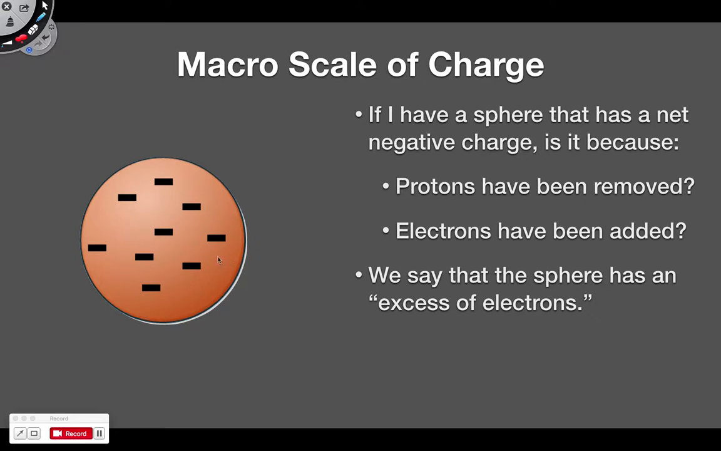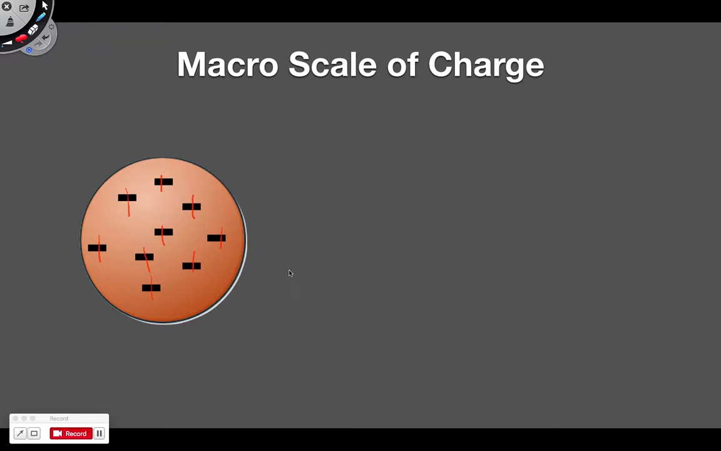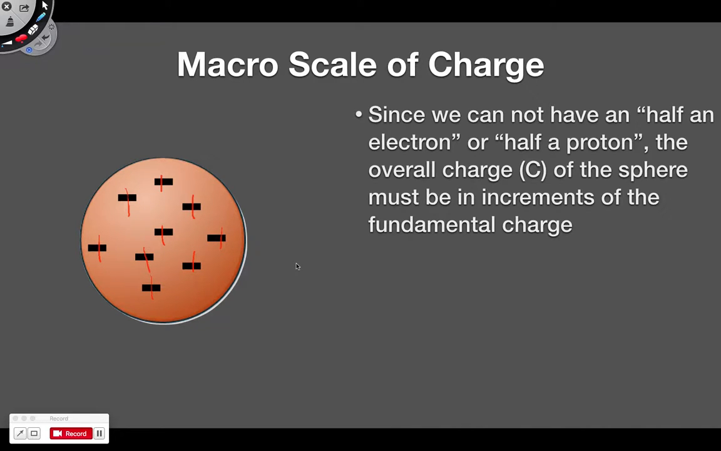Now, if we change this and say, what about if it's all positively charged? I'll make all of these positively charged here. Or just say that it has an overall positive charge. Now, what do we say there? Well, I'd say that either it has a deficiency of electrons, because that imbalance is there, or it has an excess of protons. Either way you say it, it's fine. We can actually quantify how many electrons have been added to something.